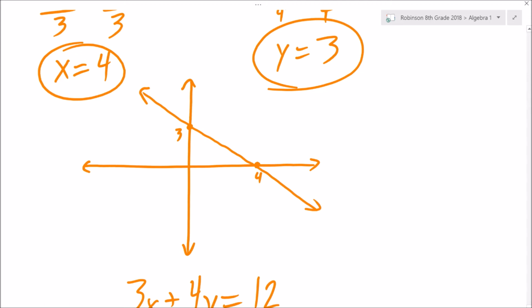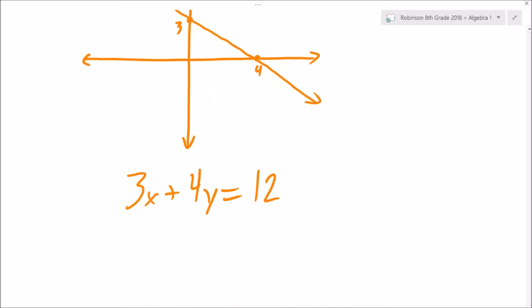And that's really most of what there is to do with graphing. There's one other thing we need to talk about, which is graphing by making a table.